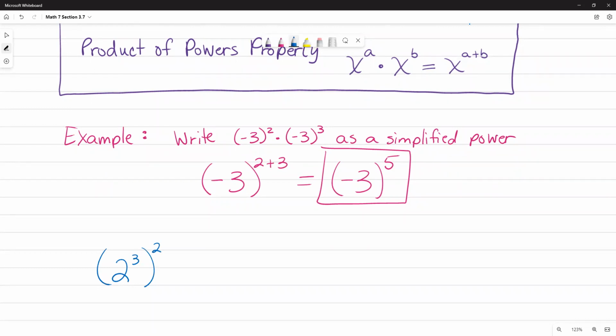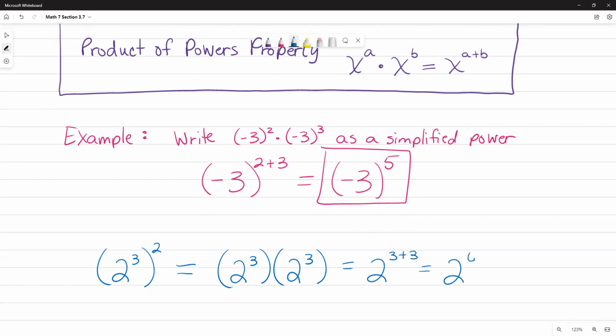So let's expand it first so we can see how it works. 2 cubed squared means I am multiplying 2 cubed times itself how many times? Twice. Right. So now I have 2 cubed times 2 cubed. So what's the rule that I just learned about exponents when I multiply them? What do I do to the exponents? You add them. So this simplifies to 2 to the power of 3 plus 3, which is 2 to the power of 6.